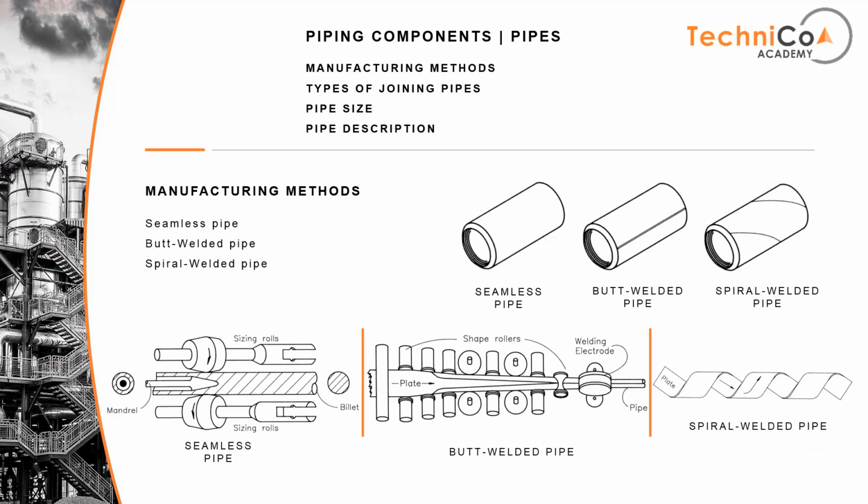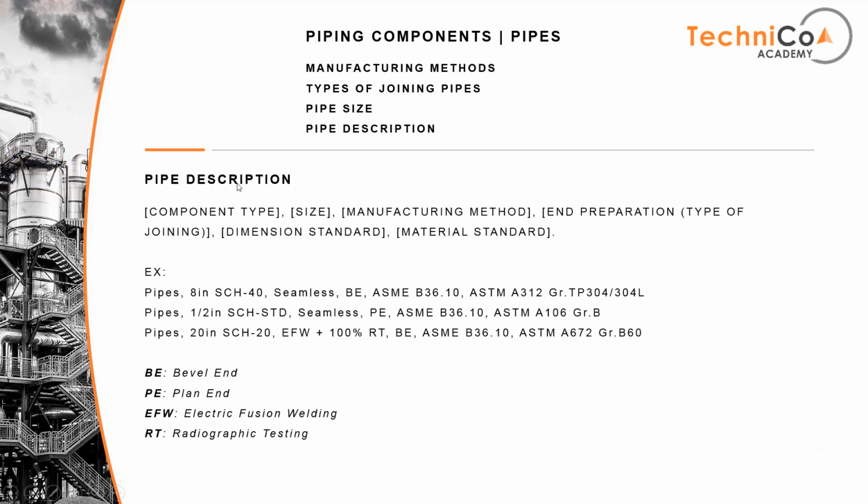This is a summary of Part 2, Piping Components, and I will talk about pipe. In the pipe section, I will talk about the manufacturing methods. It can be a seamless pipe, a welded pipe, or a spiral pipe. There are different types of pipe connections. I am talking about the dimension and the material description. In the material description, I'll tell you what information is included in the description.